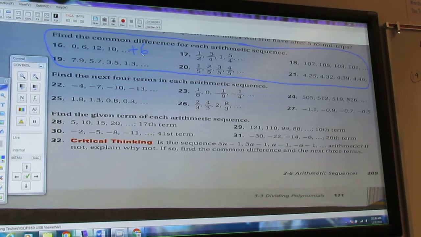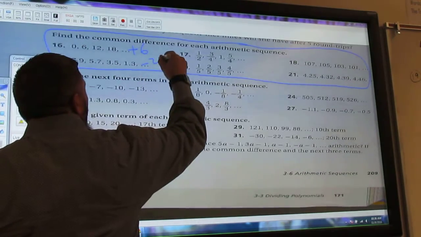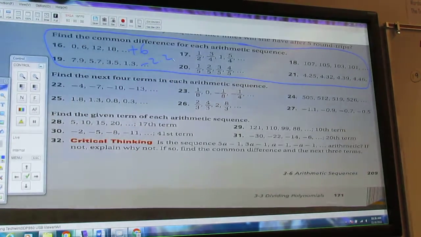Alright. So what's 19 going to be about? They're subtracting 2.2, right? So minus 2.2. What about 17? What's 17?